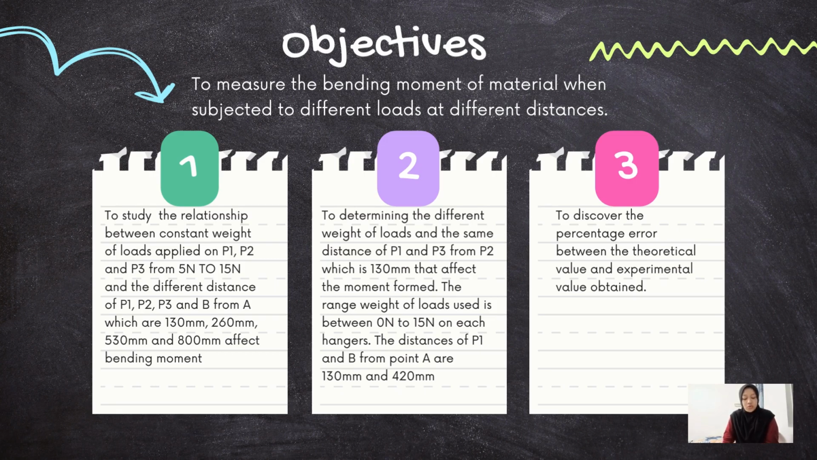Scope 3 is to discover the percentage error between the theoretical value and experimental value obtained.